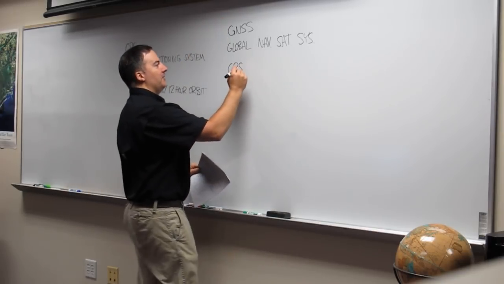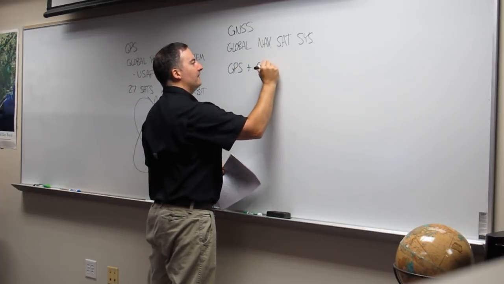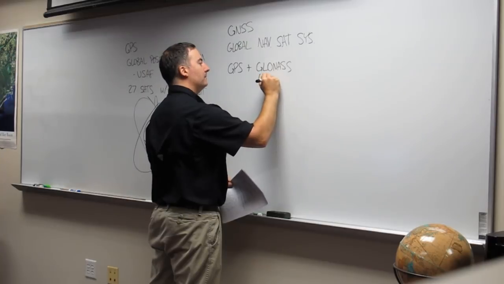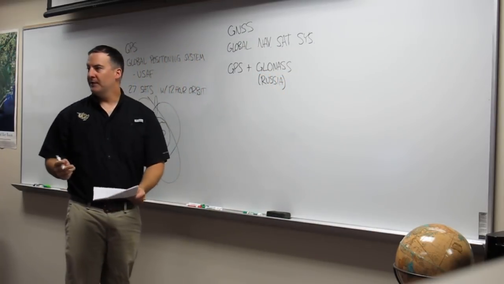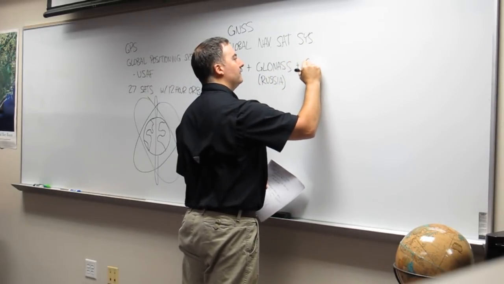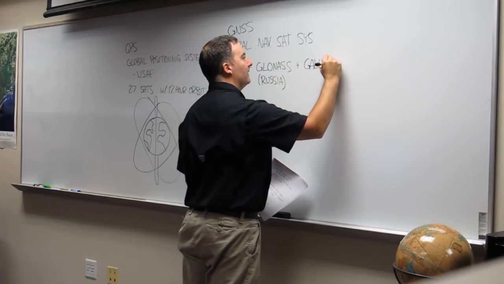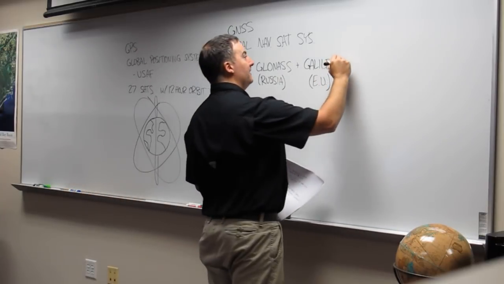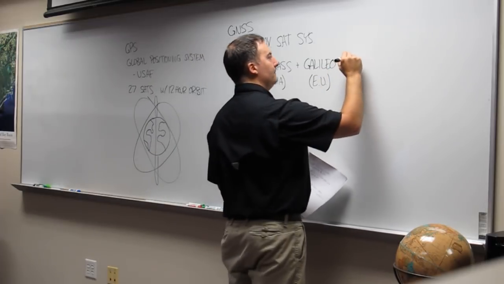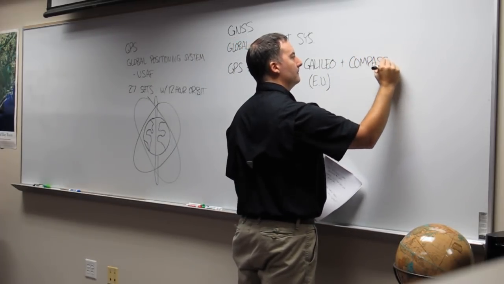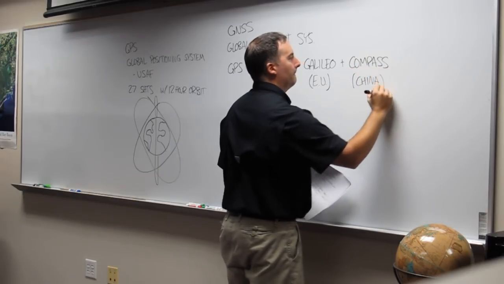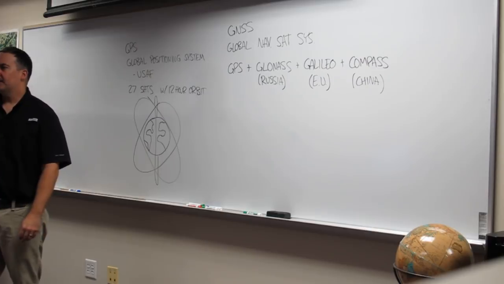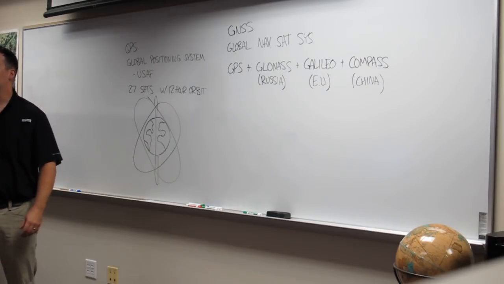Okay? So in addition to GPS, we also have another constellation named GLONASS, and that's operated by Russia. We have Galileo, operated by the European Union, and Compass, which is operated by China. The Chinese one has a Chinese name, but it roughly translates in English to compass, right?